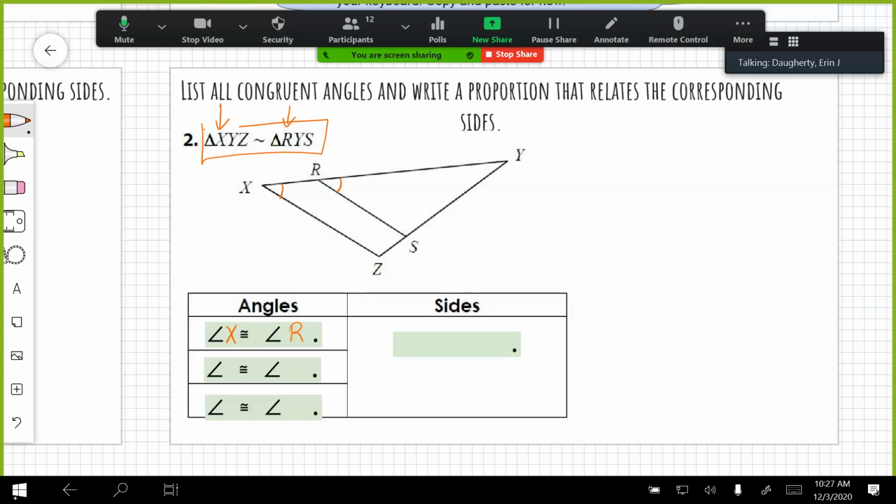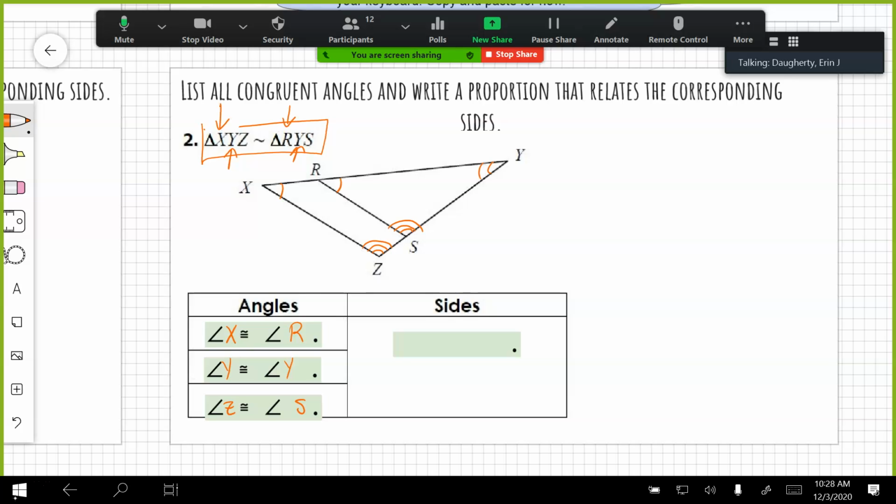Okay, now the next one we have is Y and Y. That looks crazy, right? But the real thing is that it's overlapping on top of each other, so it's actually going to end up being a reflective angle on top of each other. So angle Y equals angle Y, and that is a statement we do have to make. Now our last angle, which would be angle Z, is congruent to angle S. So angle Z is congruent to angle S.